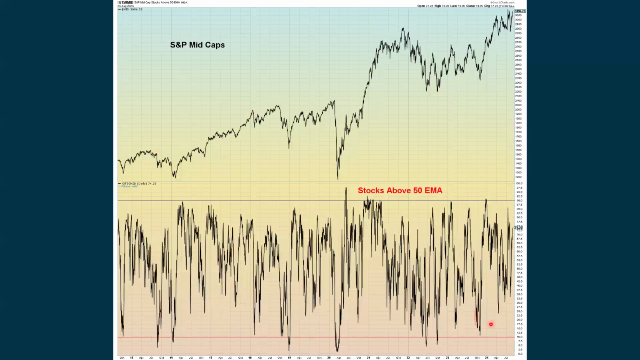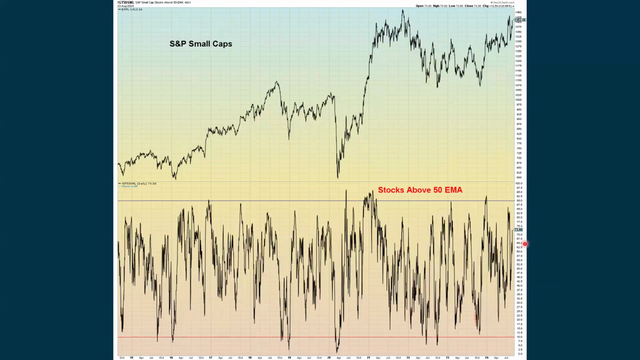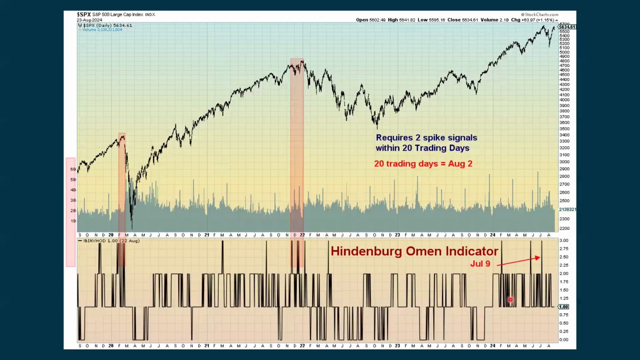We do that same thing with the mid caps above 50 and showing some improvement. So this is looking positive. And we look at the small caps also above 50 right now. So we're not really getting any kind of an extreme reading. So I just refer to this chart in this particular video.